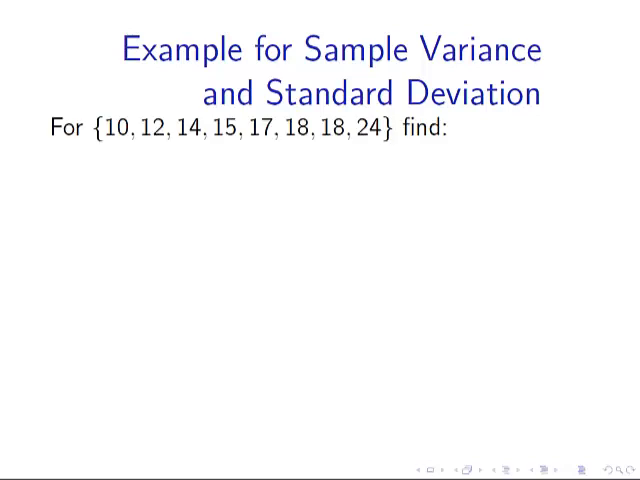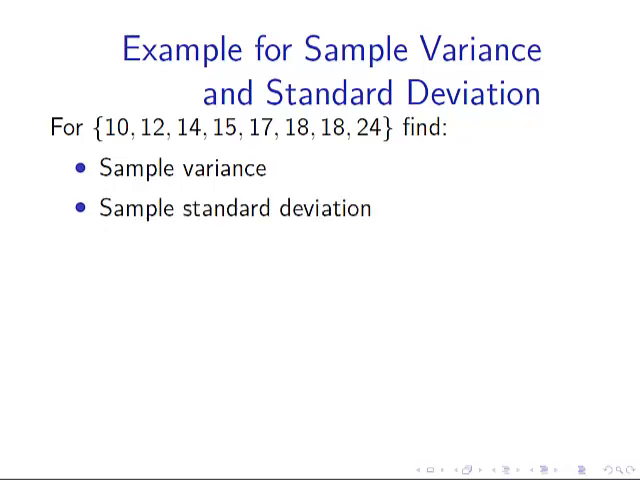Let's consider an example about finding sample variance and sample standard deviation. Suppose that we have 8 numbers here. We want to calculate these two things. In order to find the sample variance, we must know the number of values. Here we have 8 numbers, therefore sample size n equals 8. Next, for the variance, we need to find the sample mean, which we denote by x bar. Sample mean equals the sum of values in the sample divided by the number of values.